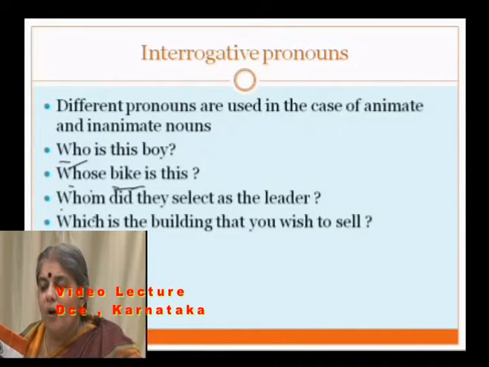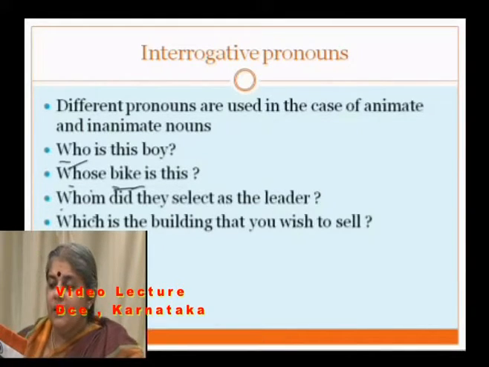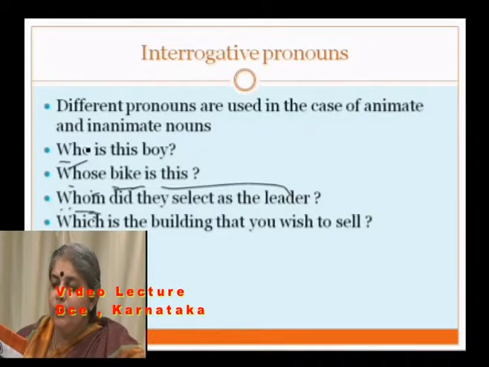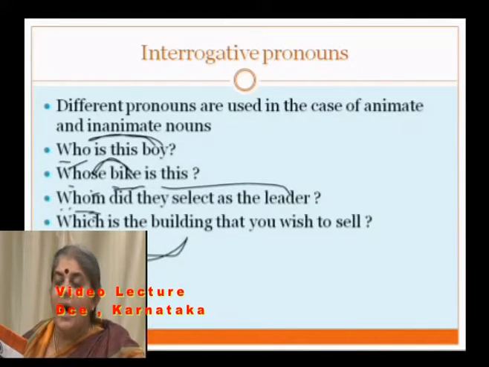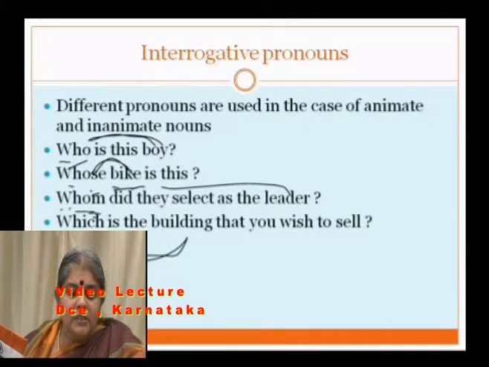Who is this boy? Here it is animate. Whose bike is this? You can understand whether it is animate or inanimate. Whom did they select as the leader? The word whom talks about what? Leader. The word who talks about what? The boy. The word whose talks about what? Bike. Which talks about what? The building. Now try to understand how interrogative pronouns could be understood.